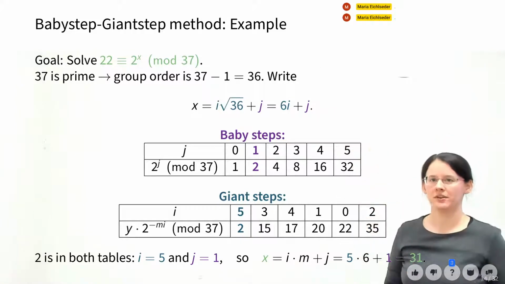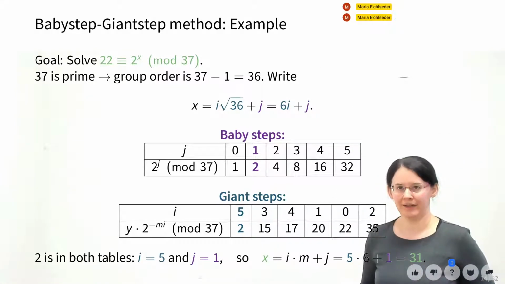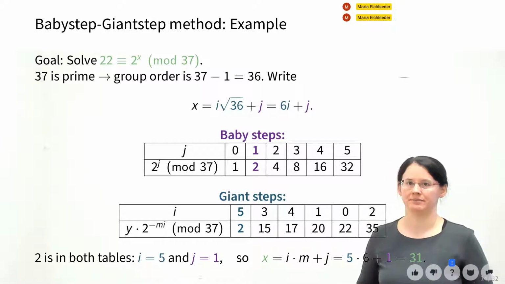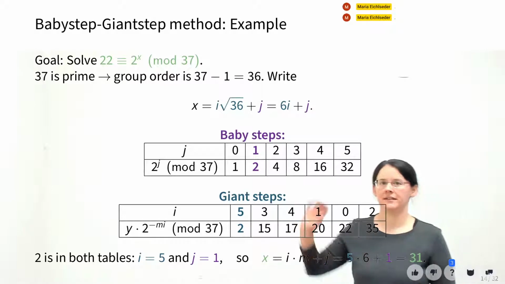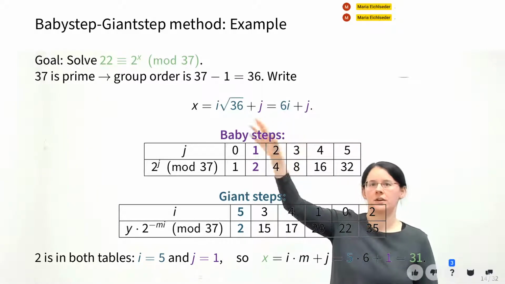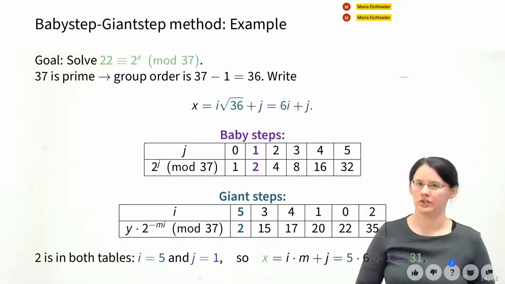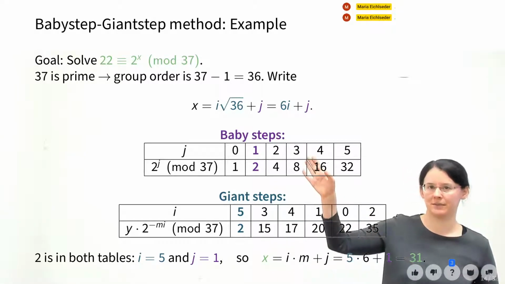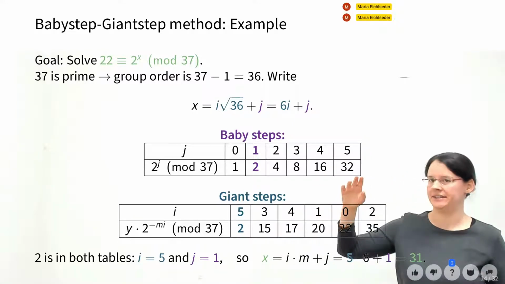For some tiny numbers, namely I'm trying to find the logarithm base 2 of 22 modulo 37. So the group size is 36, meaning I divide at square root of 36, which is 6. So I write my exponent as some multiple of 6 plus j. And now I compute values for both of those. Here are some baby steps. So for each j, I just take 2 to the power of j, very easy.